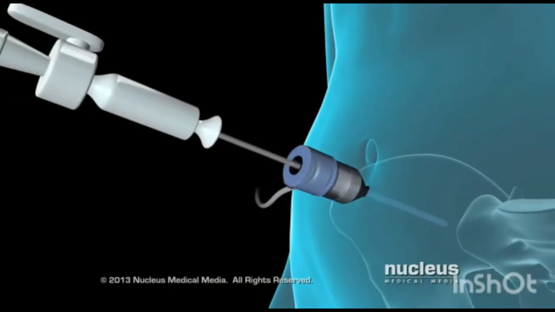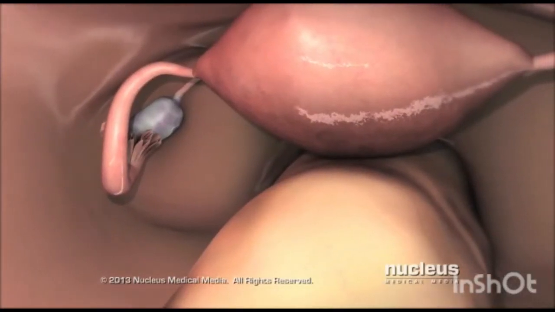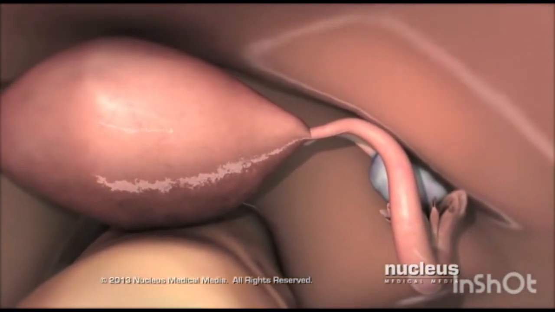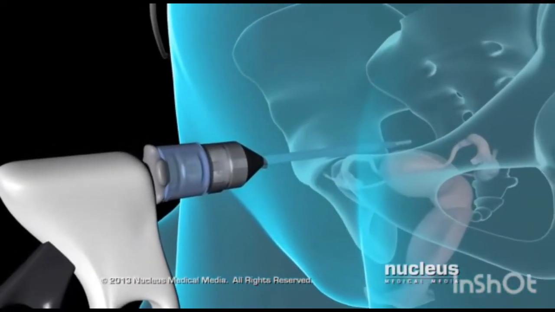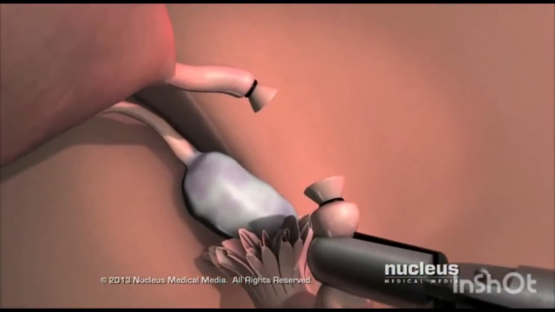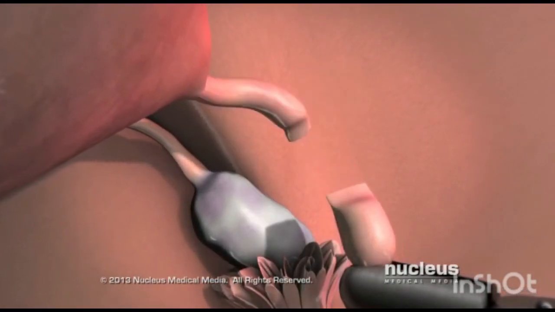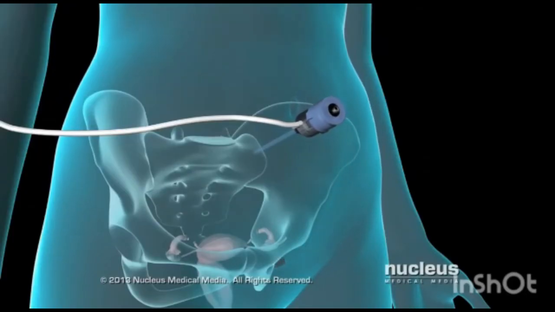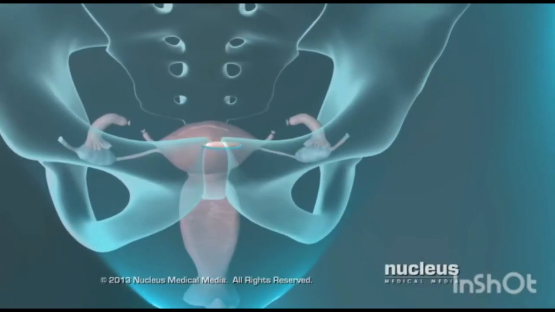Next, your doctor will introduce a lighted instrument called a laparoscope through one of the incisions. The laparoscope projects images of the structures inside your abdomen onto a monitor. Through the other incision, your doctor will pass surgical instruments to grasp your fallopian tubes and close them off using the cutting and tying, blocking, or sealing technique. At the end of the procedure, your doctor will allow the carbon dioxide to escape and close the incisions with dissolving stitches.